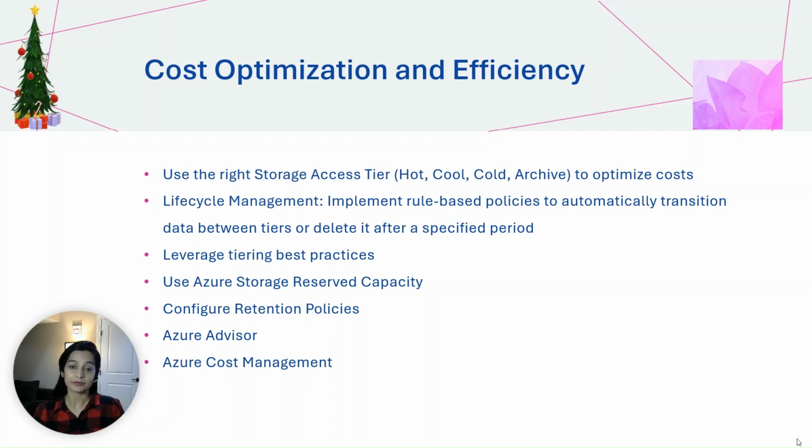Hot tier is used for frequently accessed data. Cool tier can be used for infrequently accessed data. It helps lower the storage costs. Cold tier has even lower storage cost and is used for rarely accessed data needing fast retrieval. Archive tier is the lowest cost and is for rarely accessed data requiring cost-effective storage with flexible or longer retrieval times.